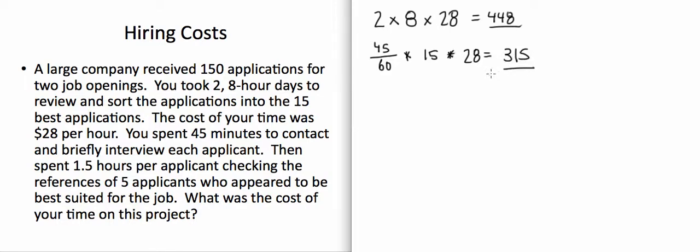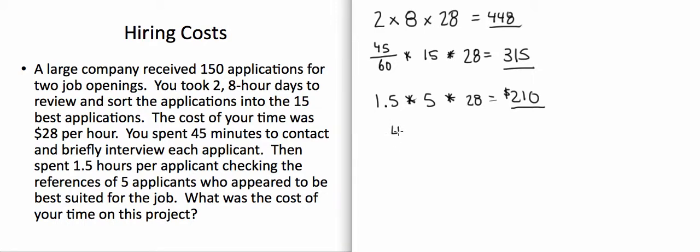And then from there, you spend an hour and a half per applicant checking references of 5 of them. So we got 1.5. We'll multiply that by 5. We'll multiply that by 28. And that's going to give us an answer of $210. And that's where we are at to this point.